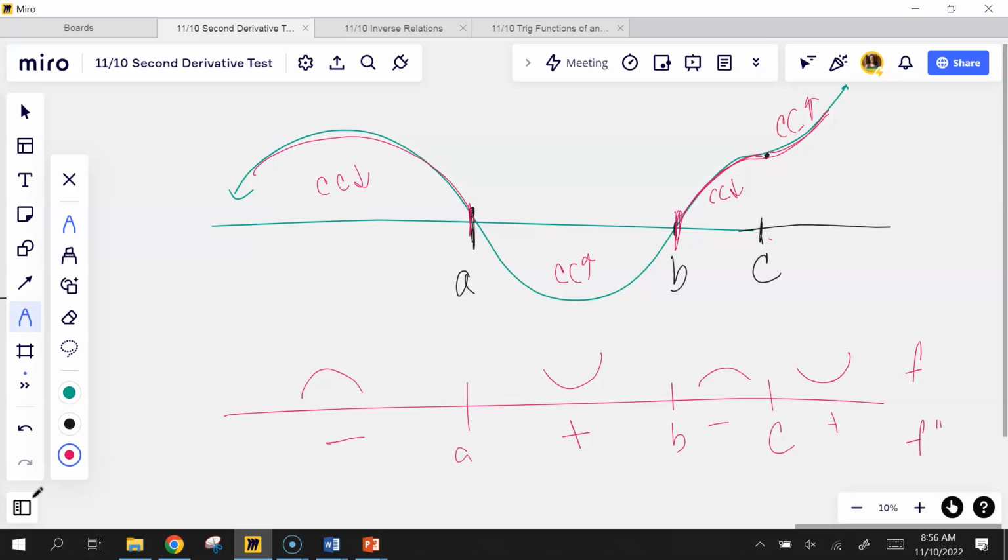So notice it's where the second derivative is changing signs. So again, I have to show that it equals 0 and that it's changing signs there. Does that make sense to y'all? Pretty easy. Let's do one.